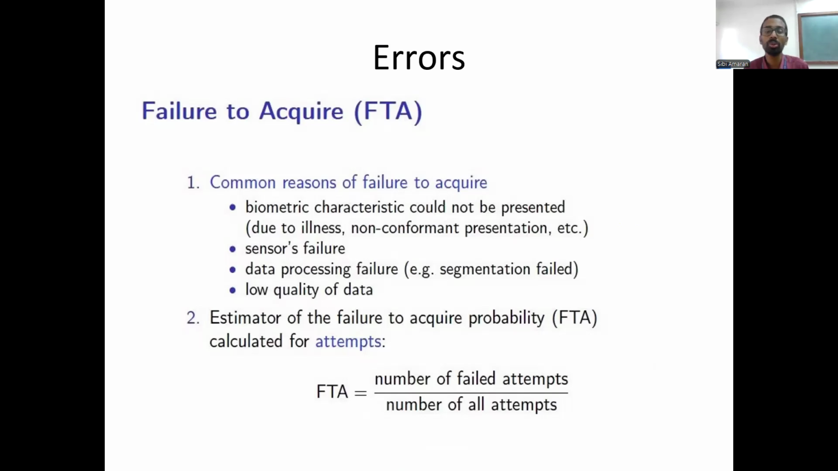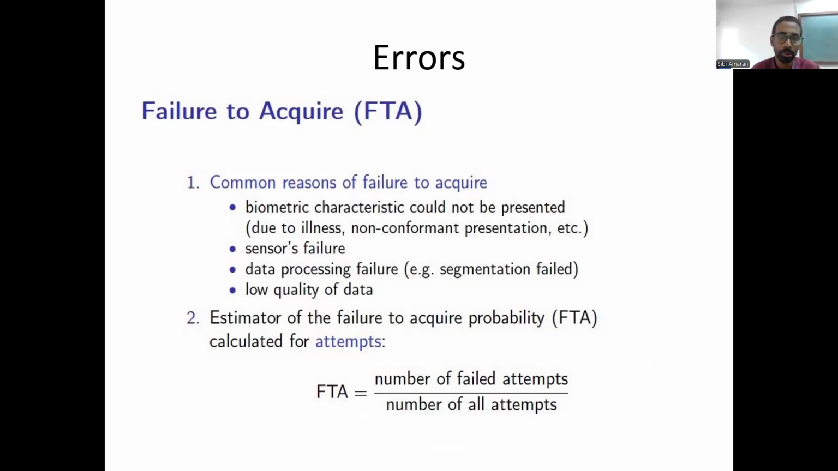So I'm going to explain the formula. FTA equals the number of failed attempts divided by the number of all the attempts. So I'm keeping the first 10. Automatically, what will happen in case of low quality data or a data processing failure is that the biometric system won't recognize. Again, I will try next time, if the light quality is good and the quality of the data is good, it can recognize.